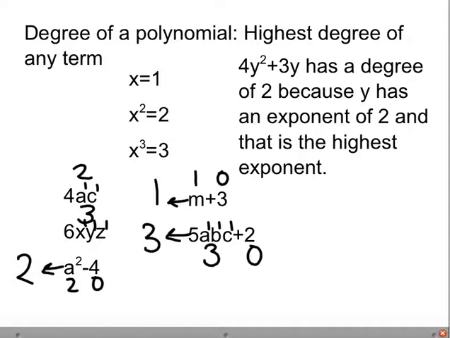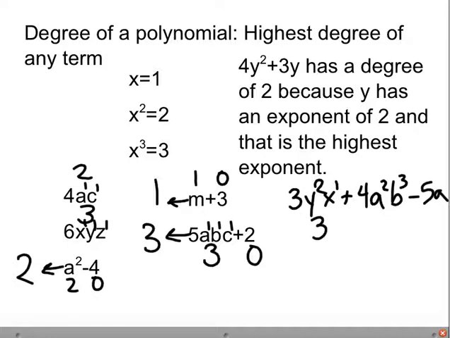Now I want to show you one other example to really show you exactly what's happening. If I have 3y squared x plus 4a squared b to the third minus 5a, I want to find the degree of each of these monomials and then figure out which one is the highest. So with 3y squared x, that has a degree of 3 because those exponents add up to 3. And 4a squared b cubed, all of that adds up to a degree of 5. And negative 5a has just a degree of 1. So overall, we would say that this polynomial has a degree of 5 because that is the highest degree of any of the monomials.